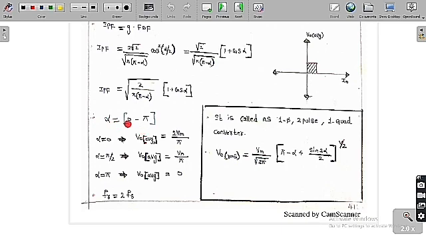I have already told you the range of alpha is from 0 to pi. Now we are going to find the value of the output voltage we are going to get. I have already told you the average value of the output voltage for this one is Vm by pi into 1 plus cos alpha.